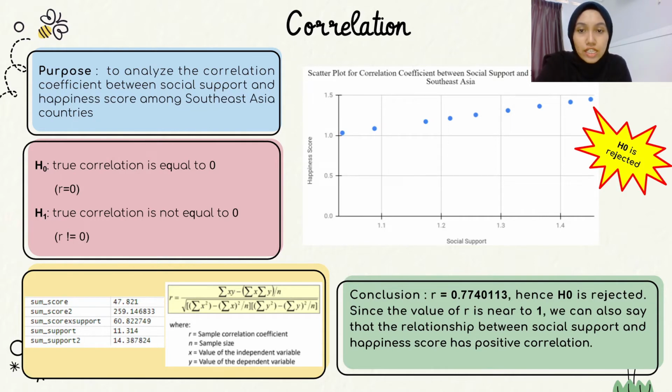In addition to that, you can see this scatter plot. You can see a linear trend here, because the value of r is near to 1. This shows that the relationship between social support and happiness score has a positive correlation.